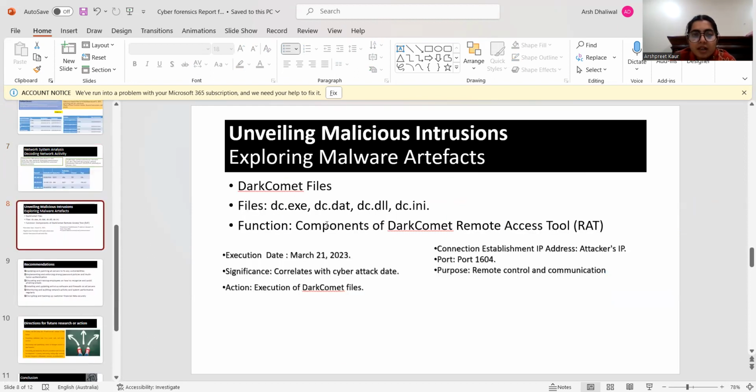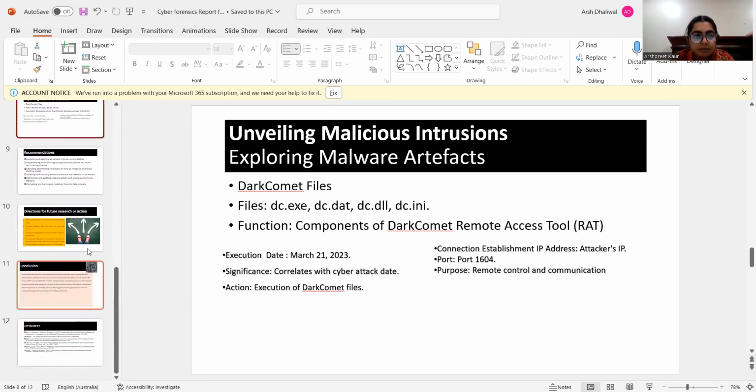Next slide is about the malware infections, examining malware artifacts. The document artifacts are the files used, such as documents and other files. The malicious document executed on March 21 to 22, which coincides with the cyber attack date, actually executing the data connection and establishing the ports for the purpose of remote control communication.